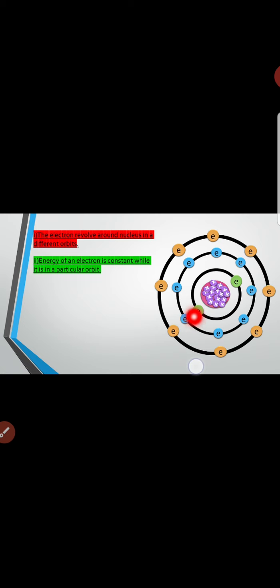If we consider the energy of this green color and this green color, as both of them are present in one orbit, in the first shell, both of these electrons will have the same amount of energy. The blue color electrons, they all have the same amount of energy. But if you compare the energy between the orange one and the blue one, there will be a difference in their energy. When the electron jumps from an inner orbit to an outer orbit, it absorbs energy equal to the difference in their energy levels. And the fourth point, when it jumps from an outer orbit to an inner orbit, it emits energy equal to the difference of its energy levels.